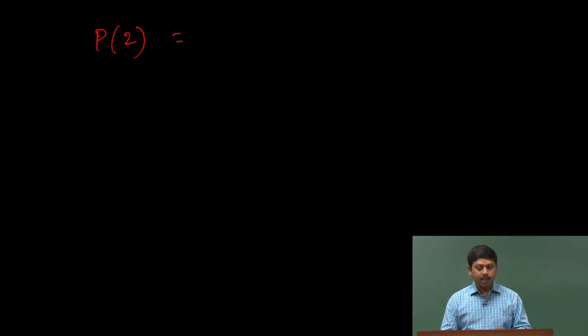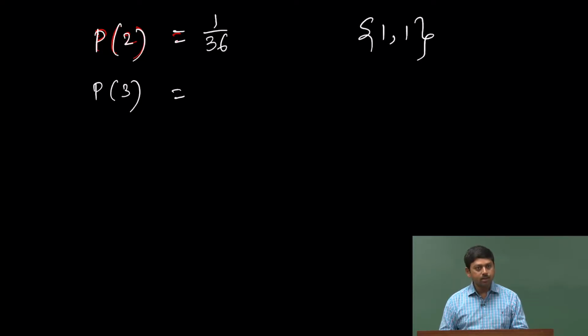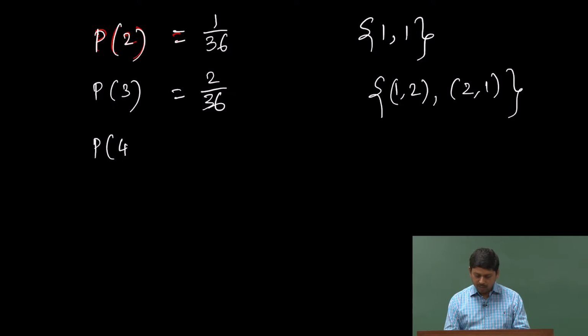How many possible ways can we get 2? Only one possible way, that is correct. I will write the possibilities here: 1 1 gives us 2. How many possible ways can you get 3? 1 2 can give me 3, or 2 1 can give me 3. So, 2 possible ways.